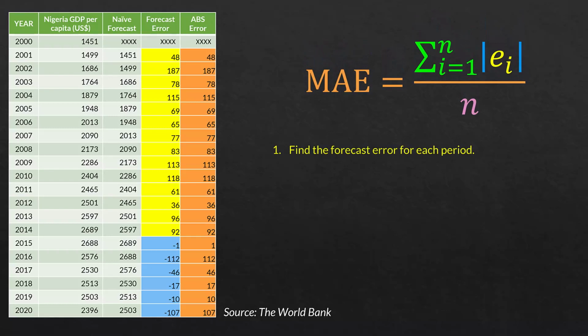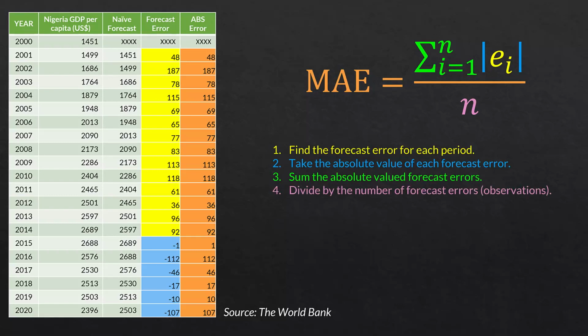So here is the formula. 1, find the forecast error for each period. That is the E sub I in the formula. 2, take the absolute value of each forecast error. That's the absolute value sign there, those 2 vertical lines. 3, sum the absolute valued forecast errors. So that's the green summation sign. 4, divide by the number of forecast errors, which is in the denominator.